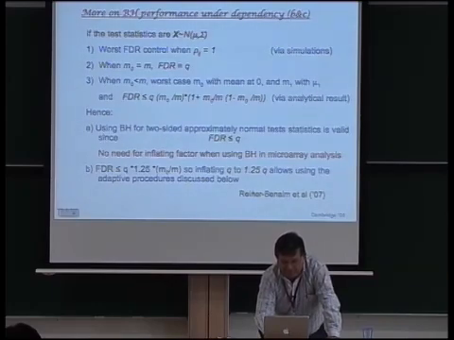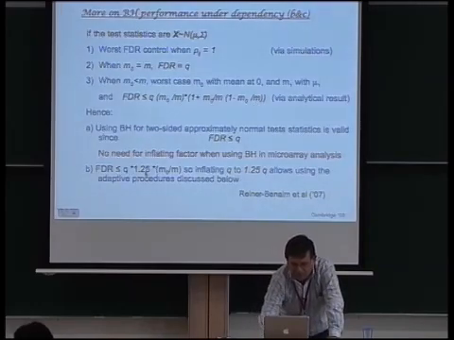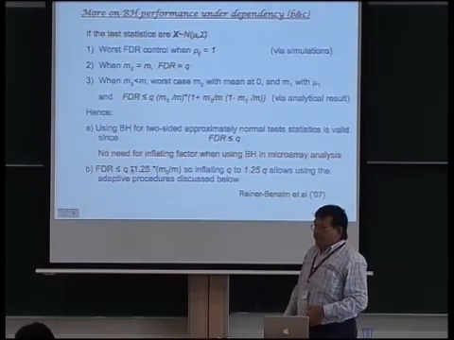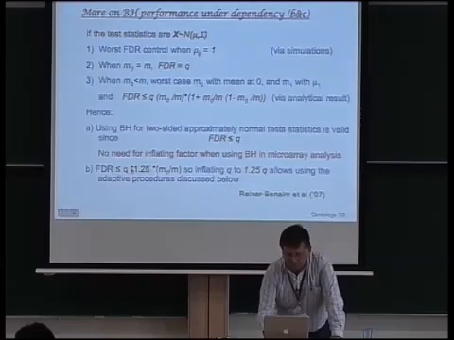Now, adaptive procedures might run into trouble because you see here that m0 over m factor, and this can get as high as 1.25. So if you want to use an adaptive procedure, and it's worth it, inflate your q a little bit.